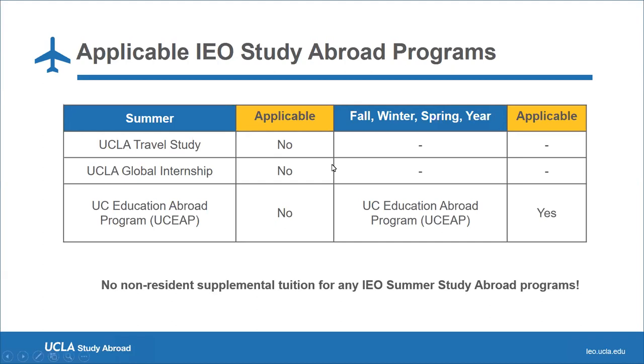You'll see on the screen that Travel Study and Global Internships are not listed on our academic year side. It's because these are summer-only programs. UCEAP is the only program that's available during the summer and academic year. So let's say, for example, you're interested in UCEAP for the summer: no non-resident tuition. But if you're considering fall quarter or fall semester, for example, there will be a non-resident supplemental tuition added to the total cost of your program. So in this presentation, we'll be focusing only on how it applies to our UCEAP programs.